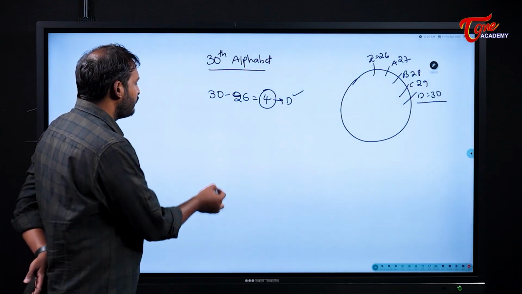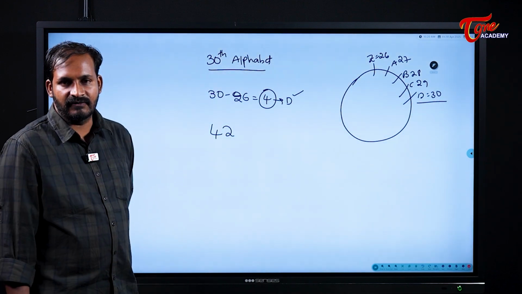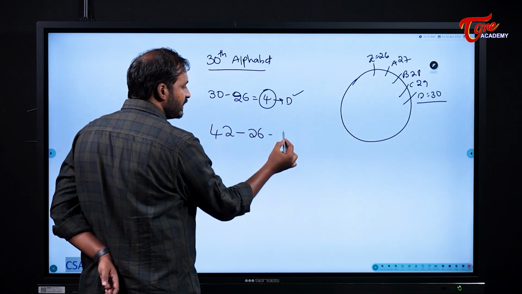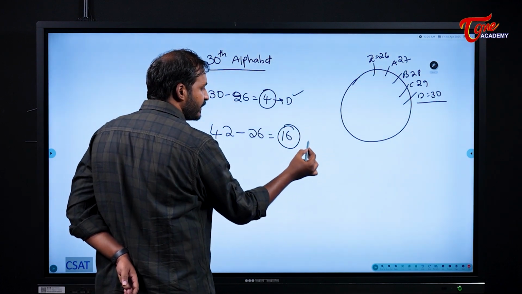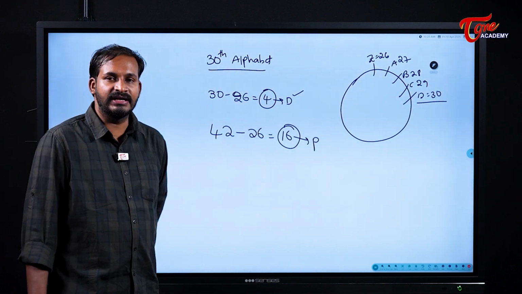For example, if I want to find the 42nd alphabet, actually I don't know directly what the 42nd alphabet is. So what am I going to do? I will subtract 26 from this. What will I get? 16. The 16th alphabet is P. So like this you need to find the alphabet.